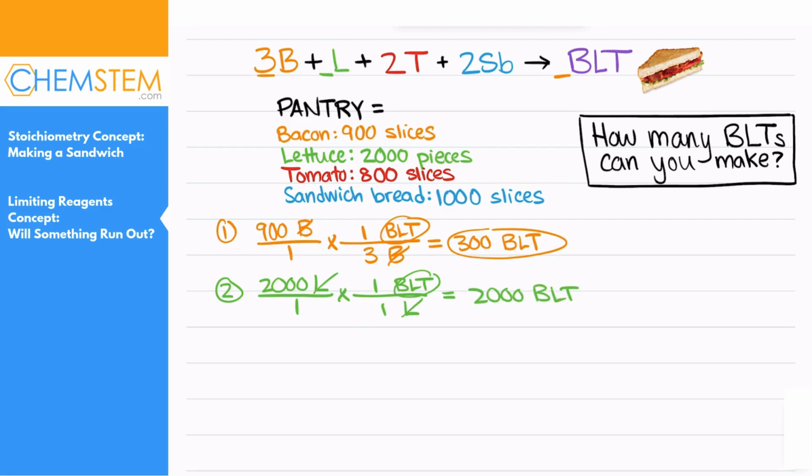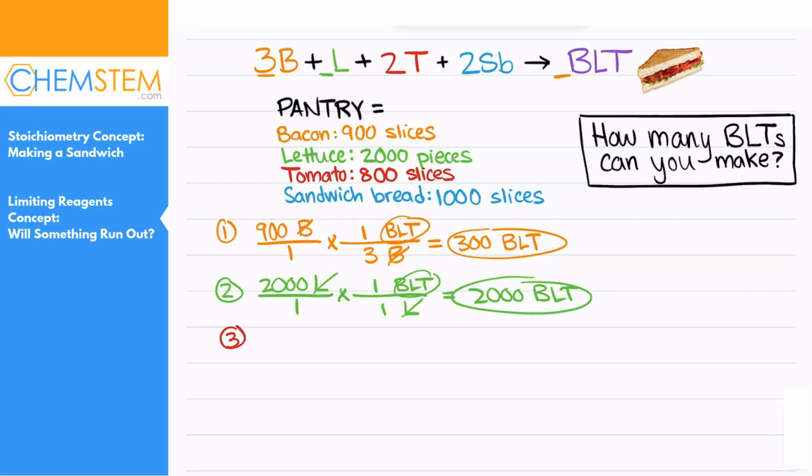Now we have a question here. Can we make 300 BLTs or 2,000 BLTs? So far, ignoring the other 2 things, we can only make 300 because it's our lowest number. The 2,000 would be great, but that would depend on us having unlimited amounts of everything else, or at least enough to cover it. Now let's do the tomatoes.